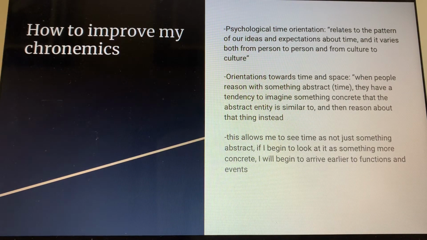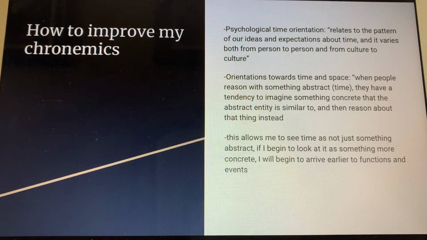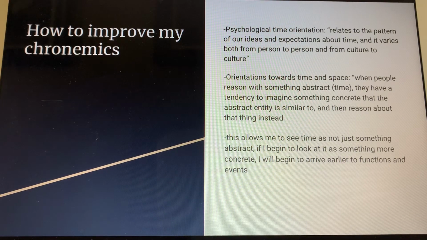So as far as how to improve my chronemics, I'm going to go over a few different ideas. So psychological time orientation, and all these also are definitions from the book. So it relates to the pattern of our ideas and expectations about time, and it varies both from person to person and from culture to culture. So this is basically saying that chronemics changes over culture, and based on my culture, I realize that I need to start showing up earlier, which means getting ready earlier for things.